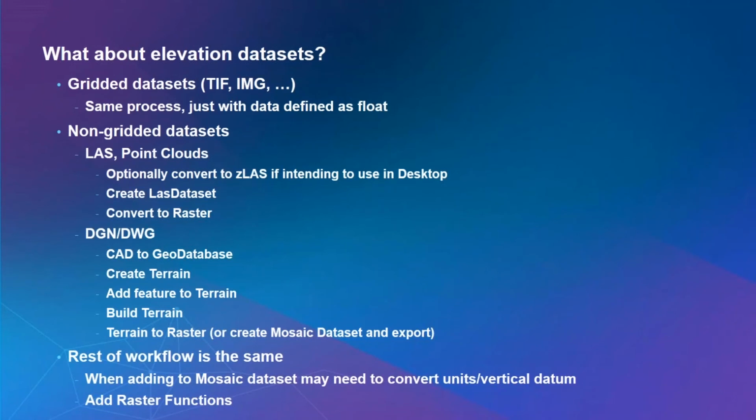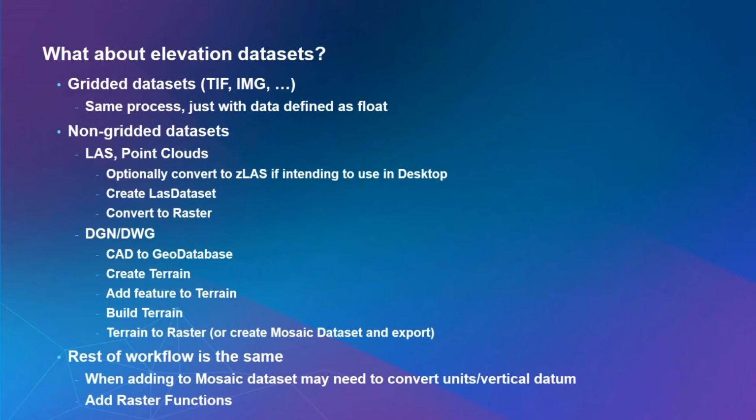Similarly, if you have the data as CAD files, you can convert those CAD topo files into a geodatabase. Just use the CAD to Geodatabase tool. You then create a terrain, add the features to the terrain, and build the terrain. The terrain is really a sort of triangulated mesh of the data. You can then convert the terrain to a raster, or add it to a Mosaic dataset and export it from the Mosaic dataset. But typically, what you want to do is create a single raster for each image. Otherwise, the workflow is the same.